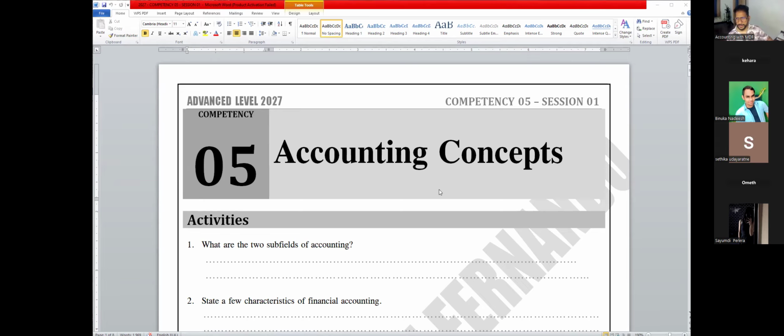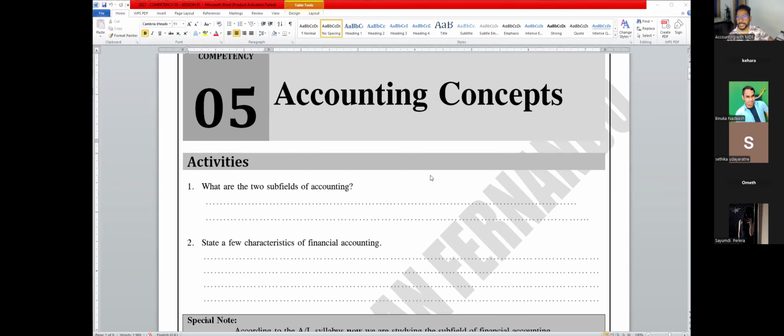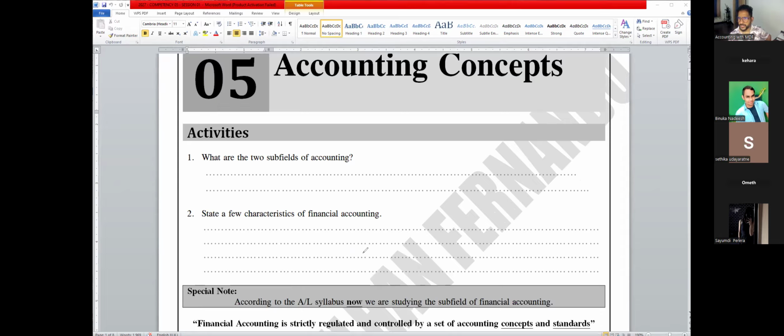Accounting concepts. Puta, let's write the first one here. I think everybody knows the answer for the first one. What are the 2 subfields of accounting? Those who know the answers, they can write it down.